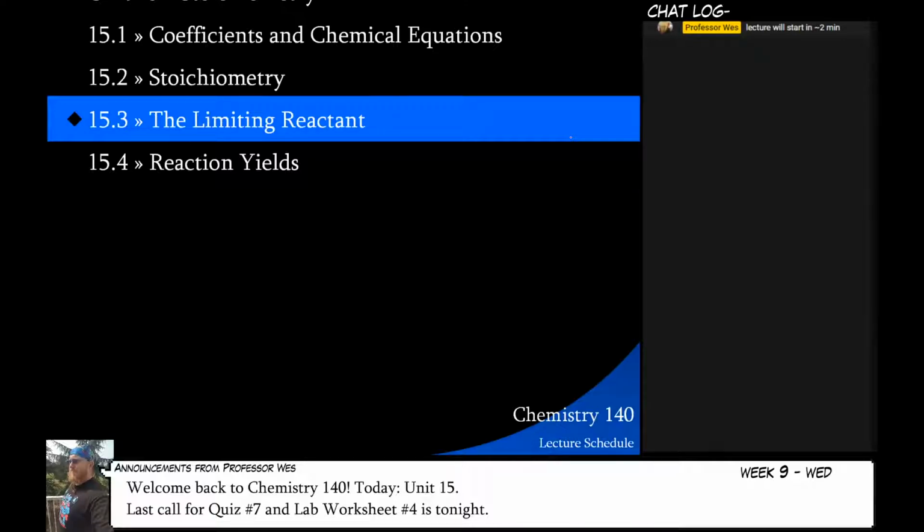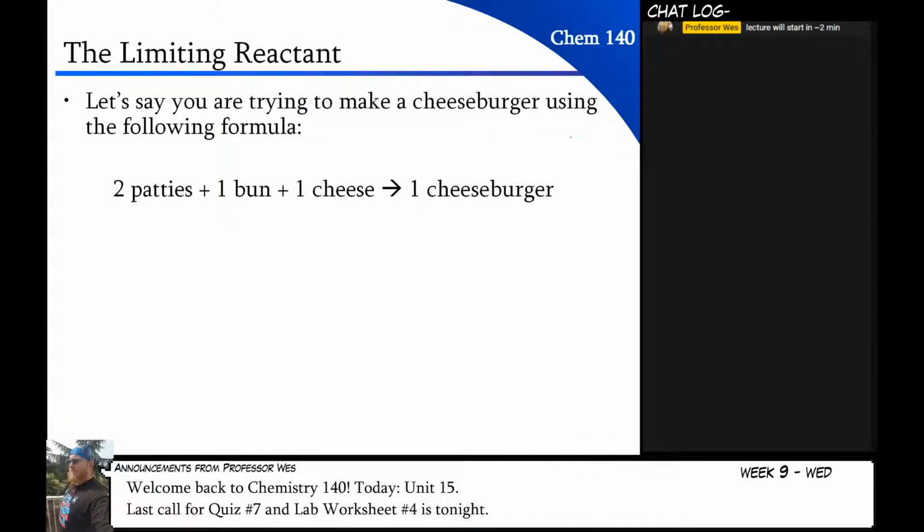Otherwise, it'd keep making products, right? So that's where the premise of the limiting reactant comes in. We're going to simulate that by using this really simple formula to make a cheeseburger. So I put 2 patties, I put a bun, I put a cheese, I get a cheeseburger.